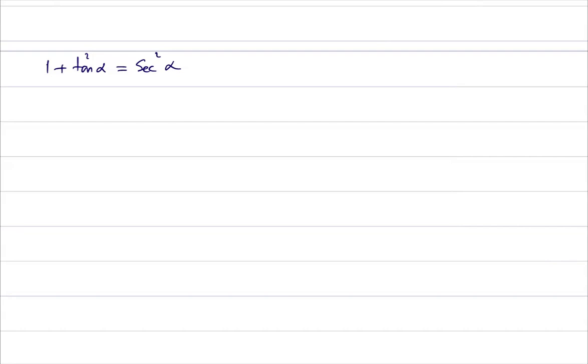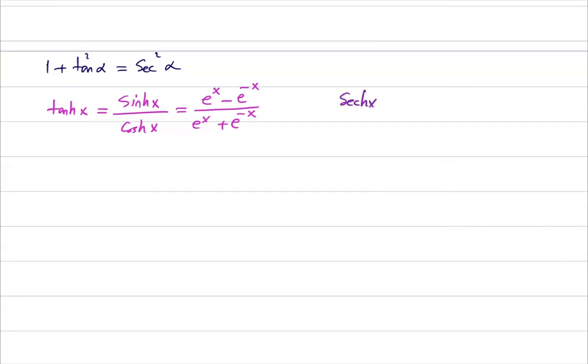So recall that hyperbolic tangent of x is equal to hyperbolic sine of x divided by hyperbolic cosine of x, which in turn is equal to e to the x minus e to the power minus x divided by e to the x plus e to the power minus x. The way that we defined hyperbolic secant, it is 1 divided by hyperbolic cosine of x, which in turn is equal to 2 divided by e to the x plus e to the power minus x.